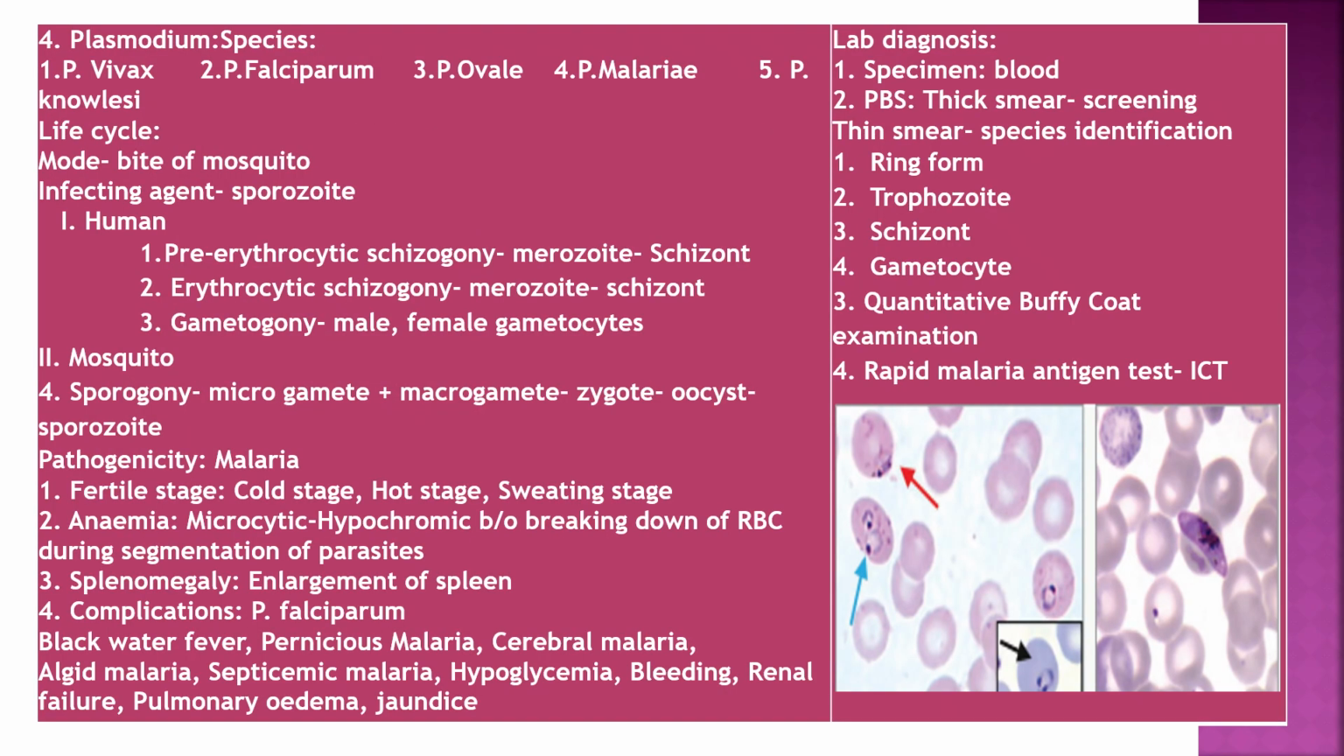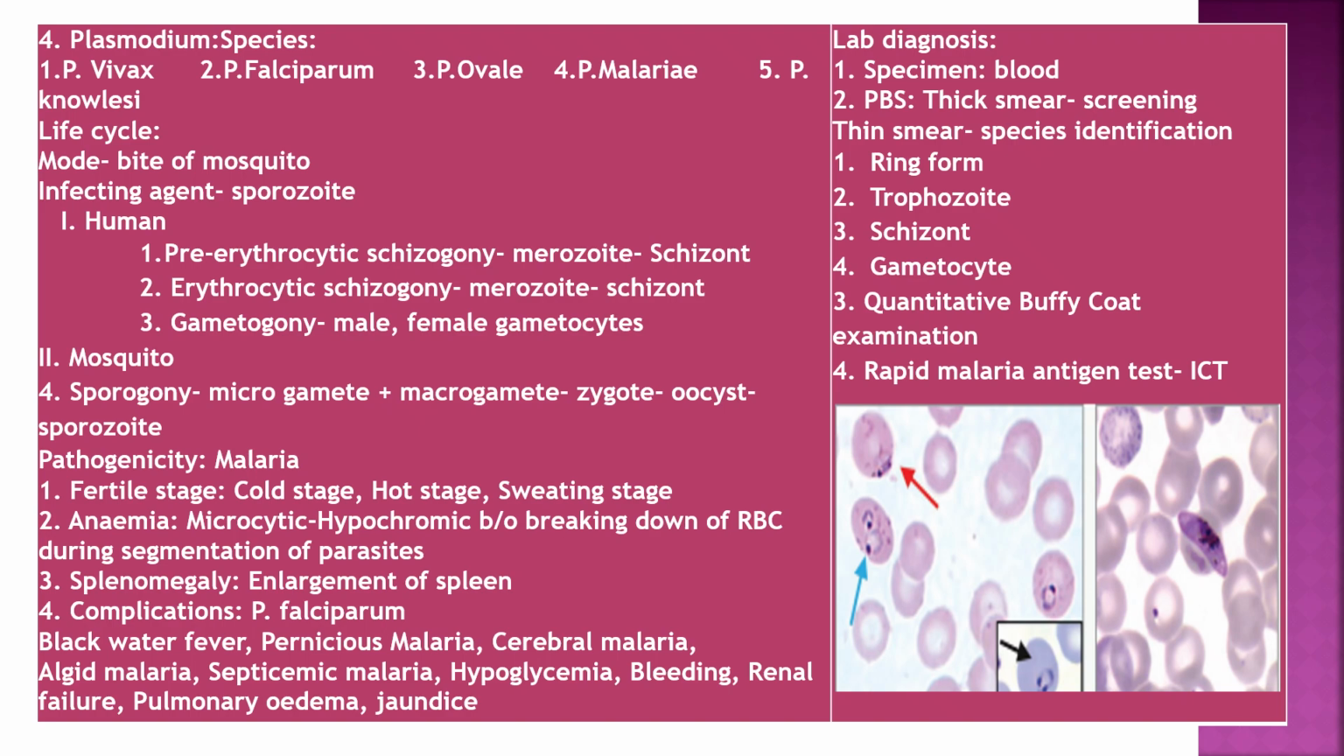Plasmodium species: Plasmodium vivax, falciparum, ovale, malariae, knowlesi. Life cycle: mode of transmission is the bite of the female Anopheles mosquito. Infecting agent: sporozoite. In humans, pre-erythrocytic schizogony, merozoite, schizont. Erythrocytic schizogony, merozoite, schizont. Gametogony, male and female gametocytes. In the mosquito, sporogony: microgamete plus macrogamete form zygote, then oocyst, then ookinete, and then the sporozoite.